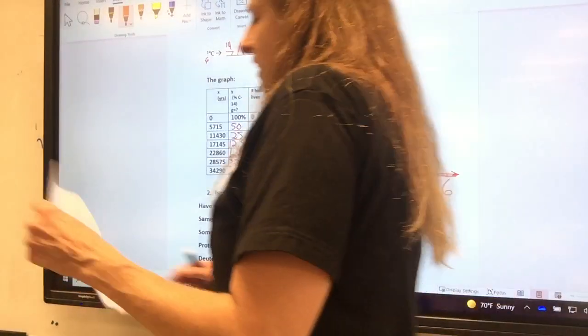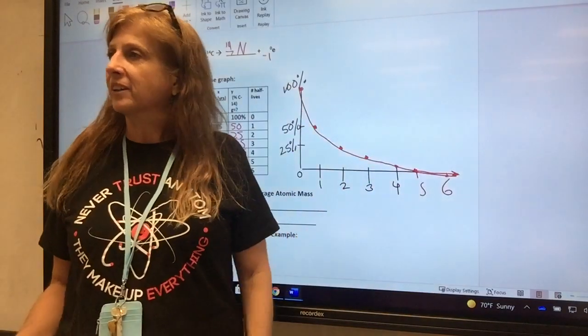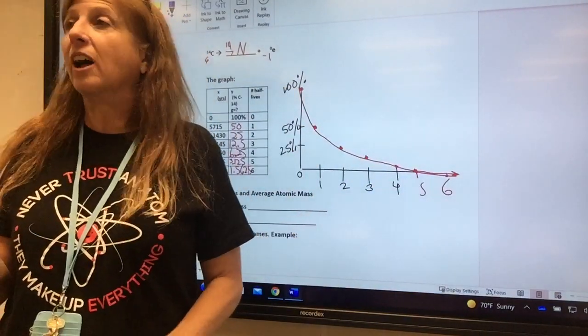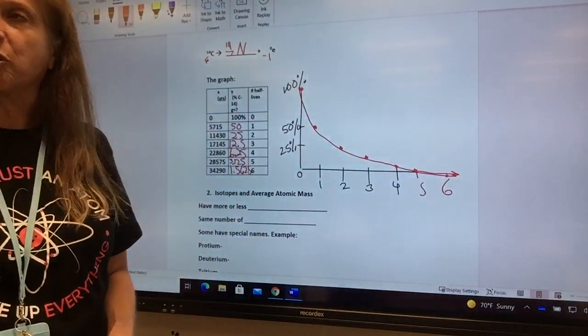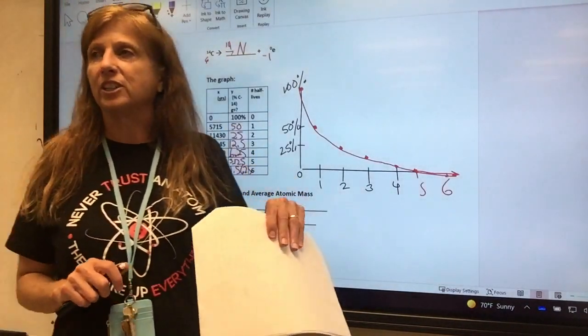All right, so we're going to do a lab with this and you'll understand it better. But there's problems in this, just to let you know. But we're going to pretend like there's not. So for the test, there are no problems with this. We're pretending. All right, number 2, isotopes and average atomic mass.